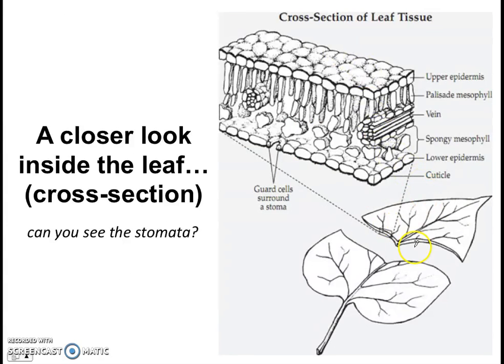Now, if you took a leaf like this and you cut it this way, what you will see is the cross-section of the leaf. Under a microscope, you will see many different layers of cells. Now, on the lower surface, you will see little pores, and these, of course, are your stomata. And here is an example of a stoma surrounded by guard cells. So I'm going to take a closer look at this section of the leaf.